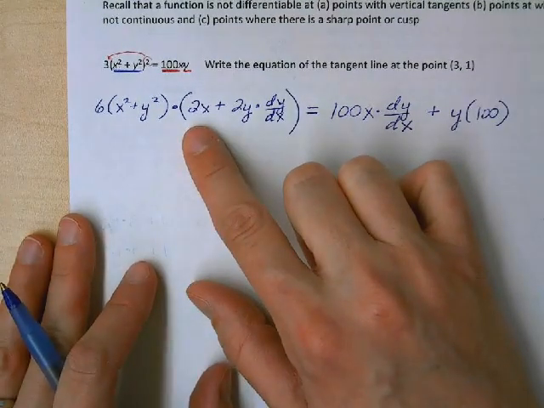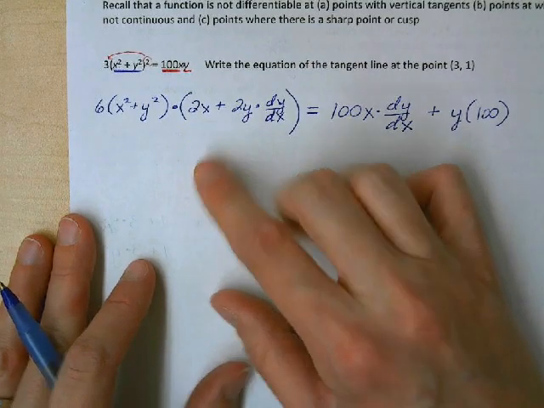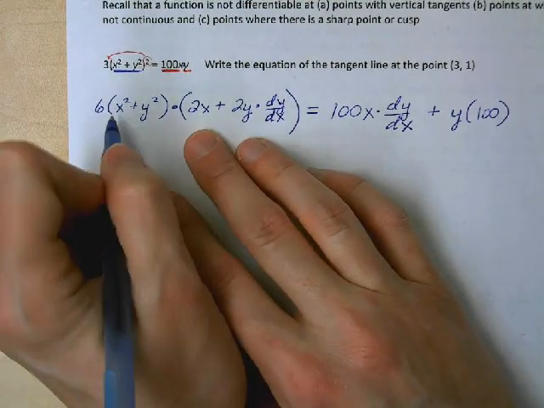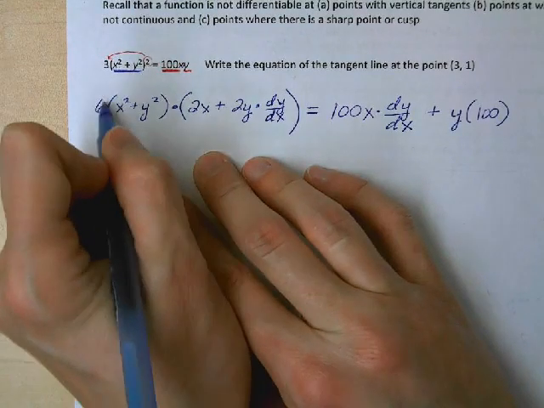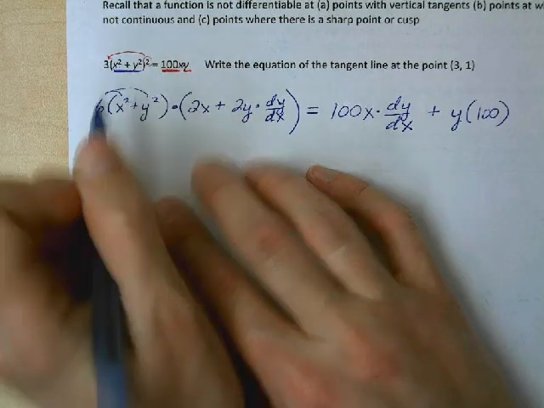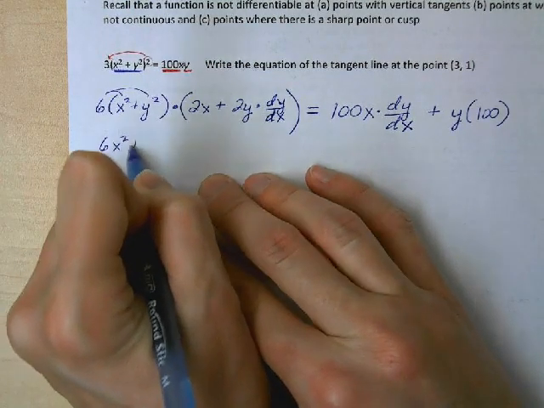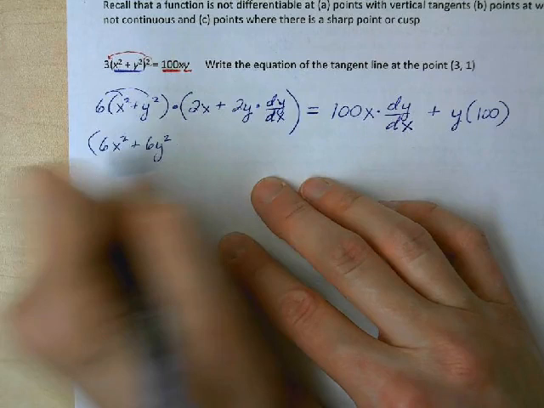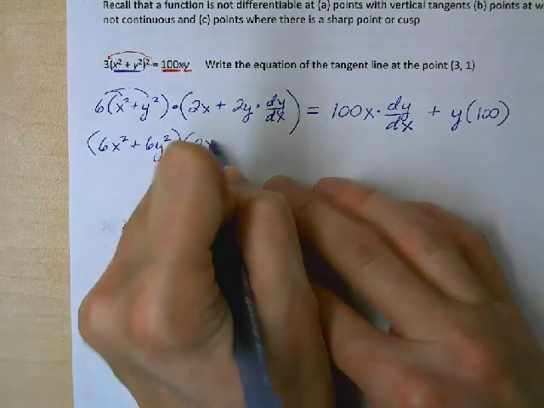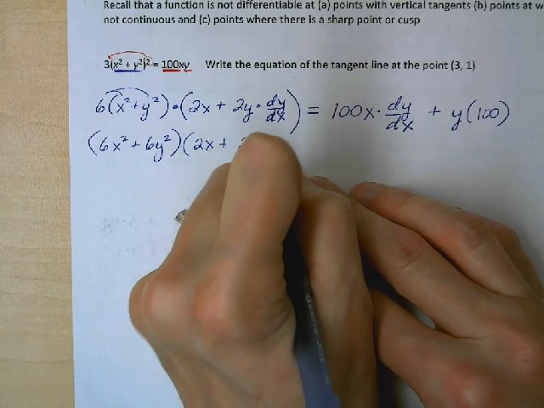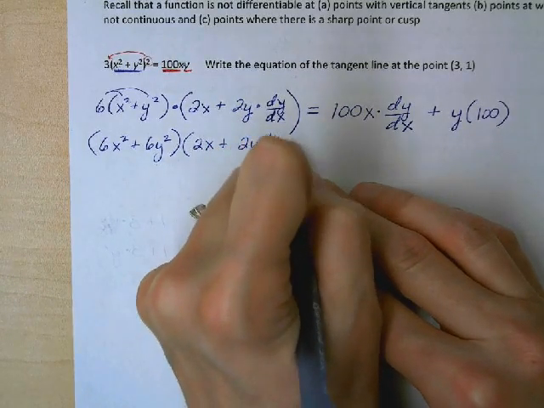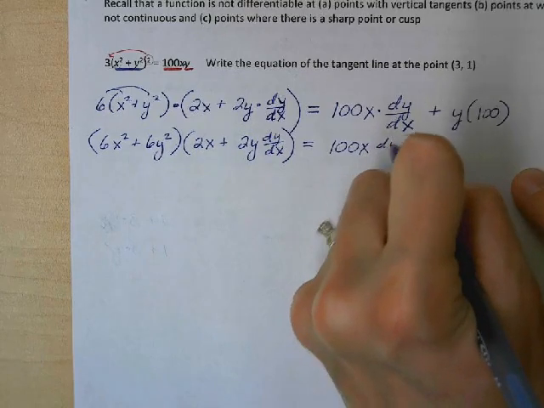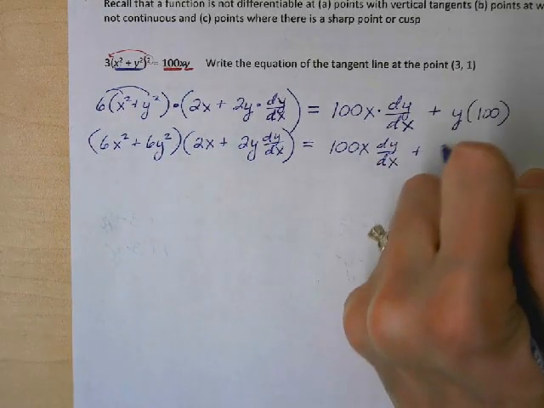All right, so what do we want to do here? Let's see how they collected their terms. It is kind of messy, and you're going to have to get it organized. So you have 6. Do you want to distribute this 6? So we have 6x squared plus 6y squared, and then this times 2x plus 2y dy dx. And then over here we have 100x dy dx plus 100y.